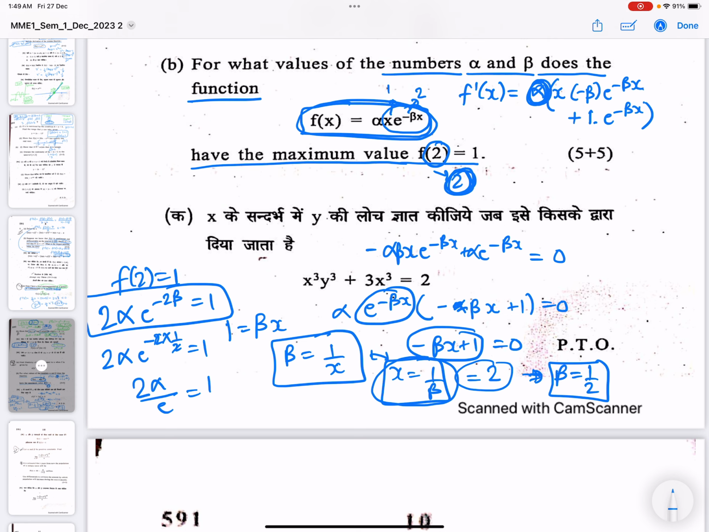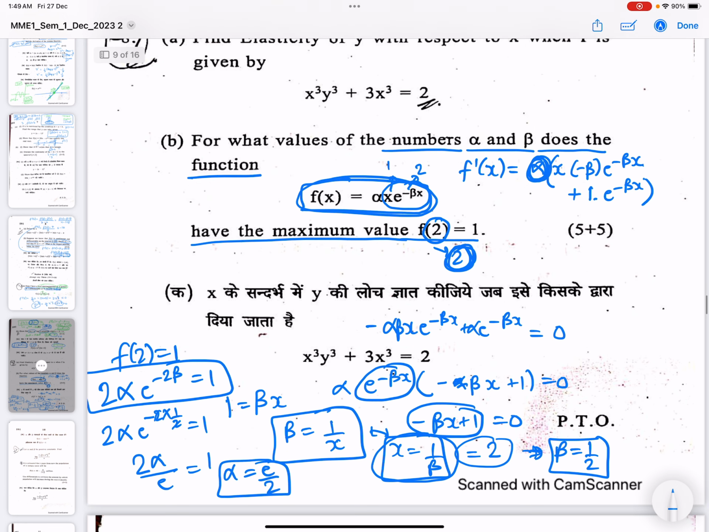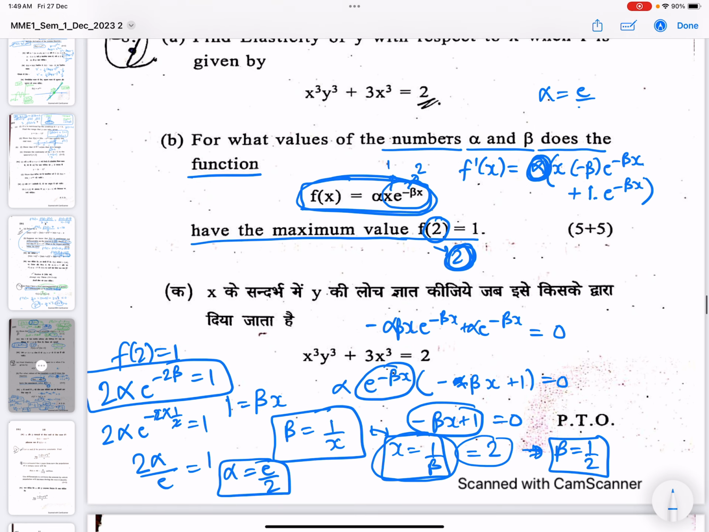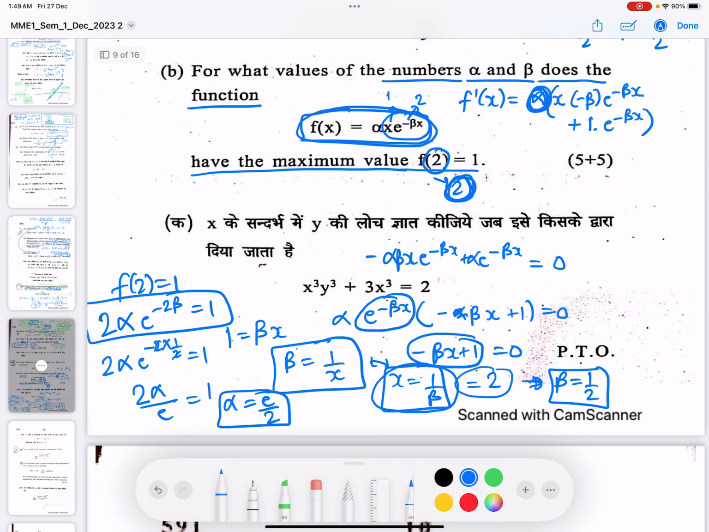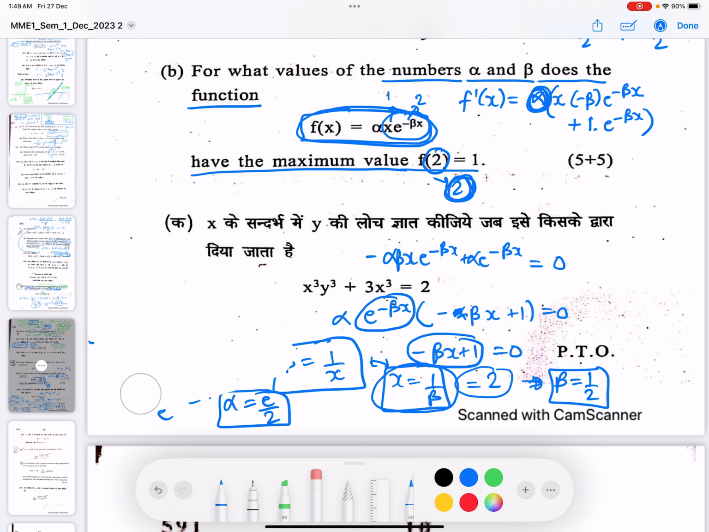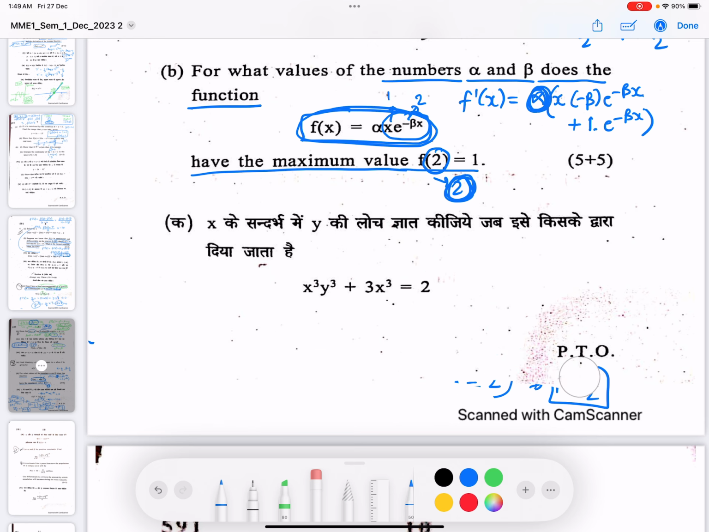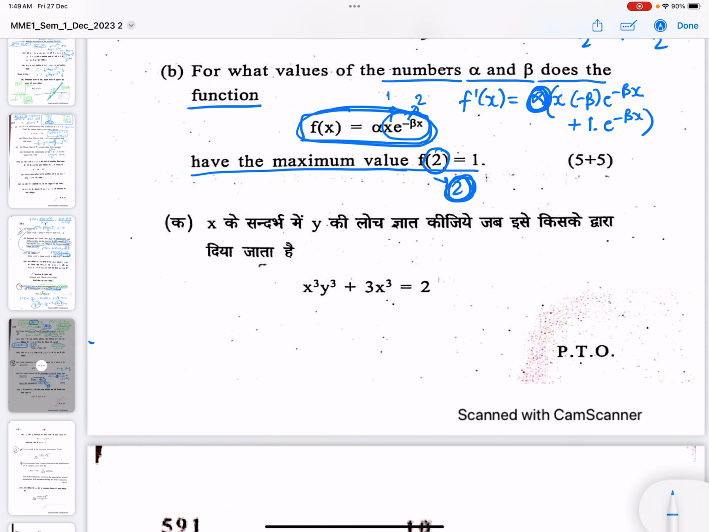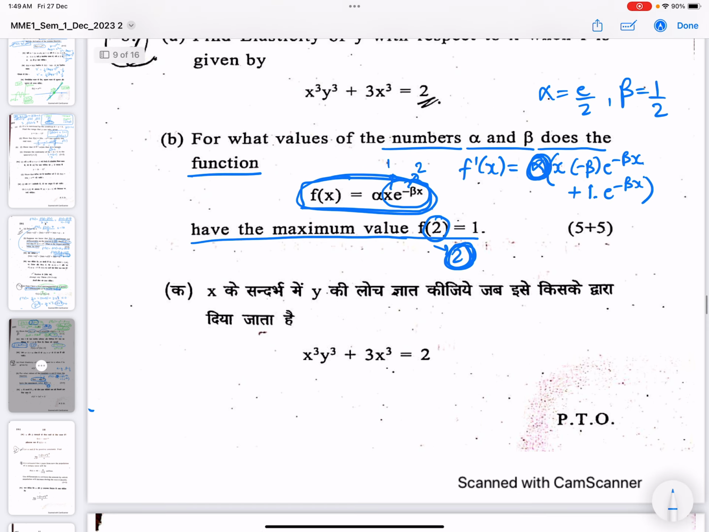So alpha would be equal to e by 2. So we have got the values alpha equals e by 2 and beta equals 1 by 2. Now we have already found this. Since you have already found f dash x, you need to show one more thing: that f double dash x needs to be less than 0 when alpha equals e by 2 and beta equals half.